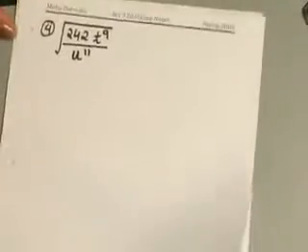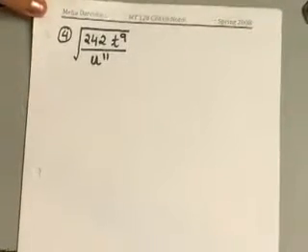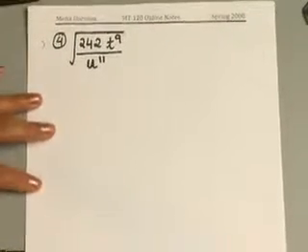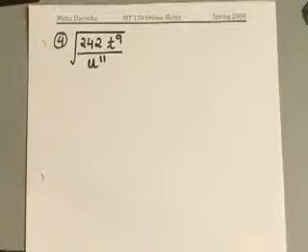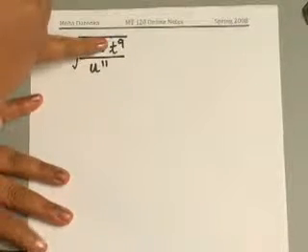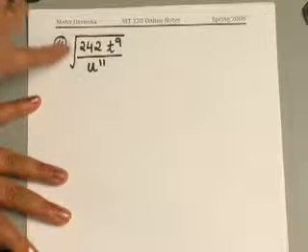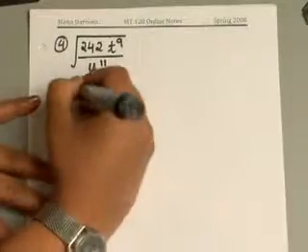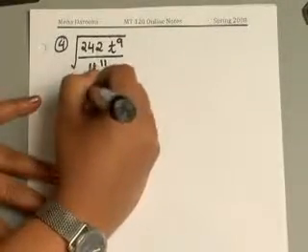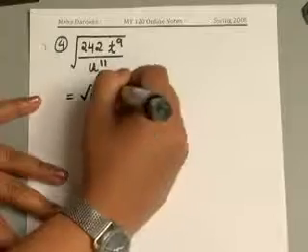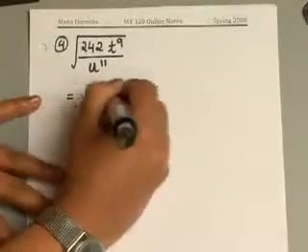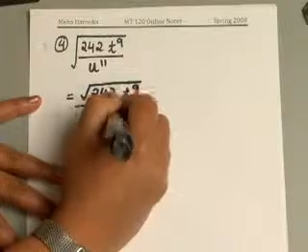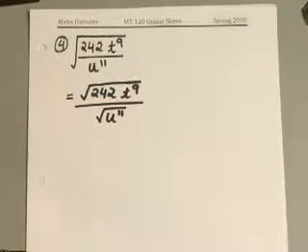All right, we'll go ahead and take a look at one more example, and then we'll move on to something different. So let's go ahead and take a look at this last one here. This time you have, again, a variable in the numerator, variable in the denominator. Again, start by applying your quotient rule and split this up into 2 radicals. So you'll have square root of 242 t to the 9th over square root of u to the 11th.